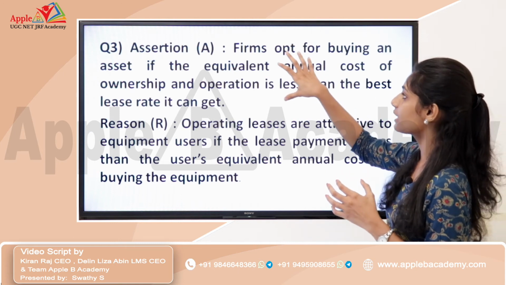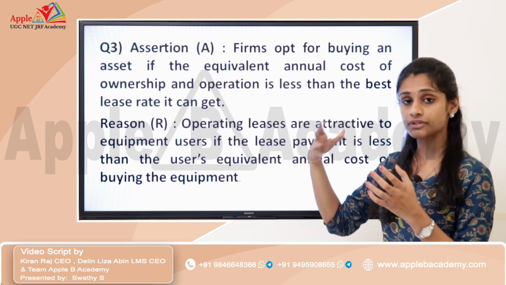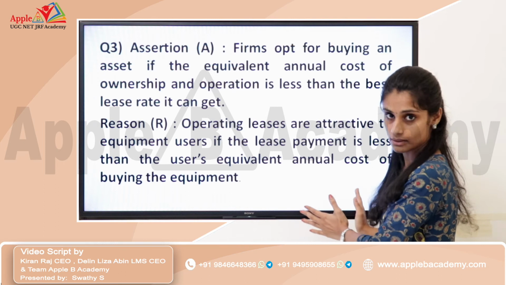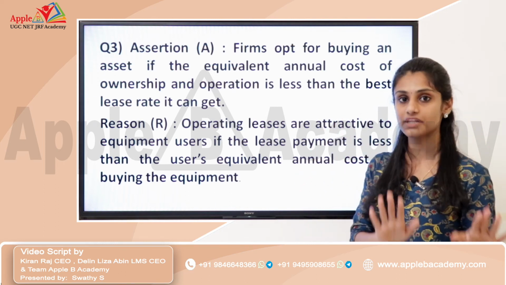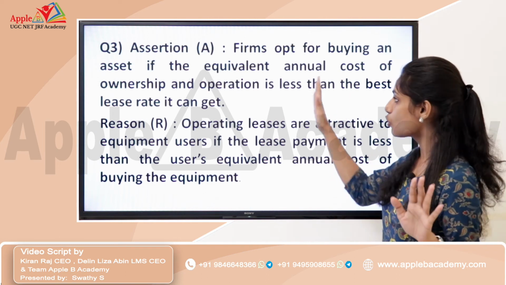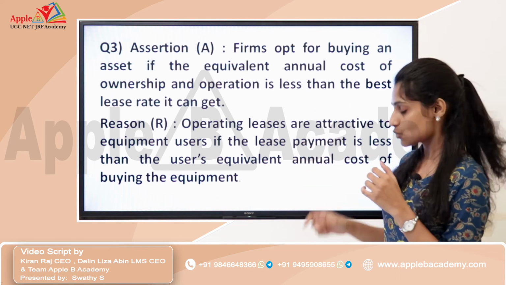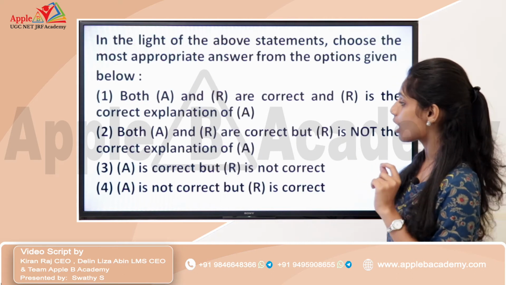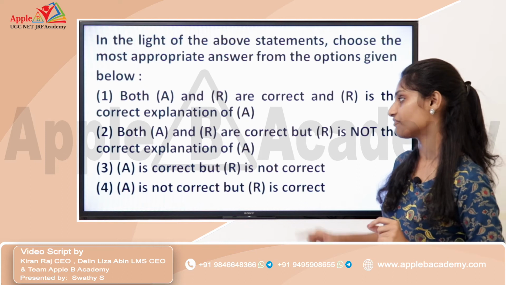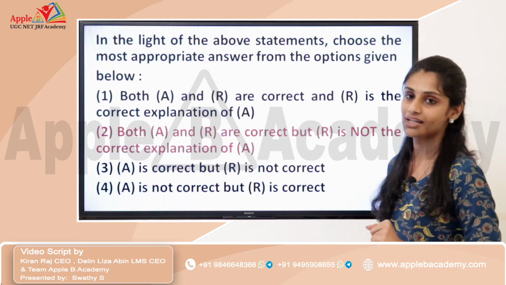You can't say that the firm is choosing ownership, or choosing to buy that particular asset, because of this reason, because the reason is from the part of an equipment user and the assertion is from the part of the firm. Both are from different dimensions, so you can't connect them. So the assertion and reason are correct, but R is not the correct explanation of A. That is, option 2 is the correct answer for this question.